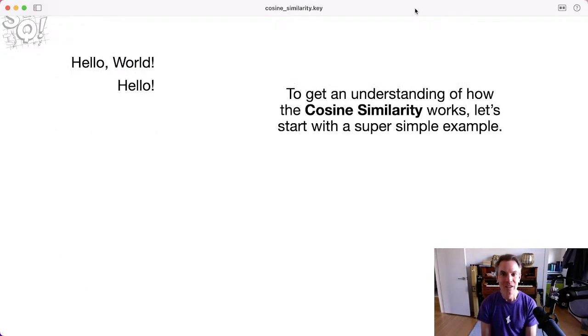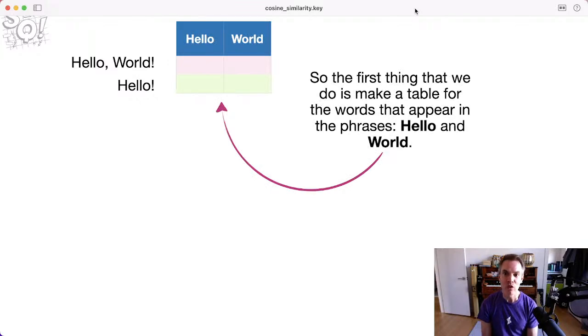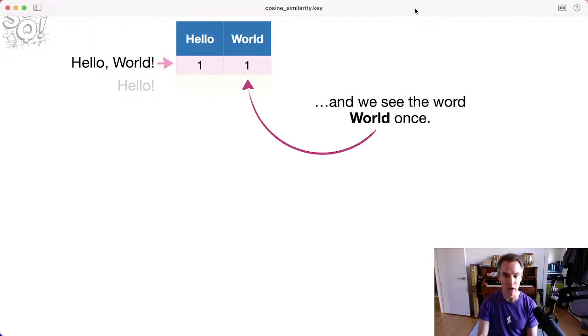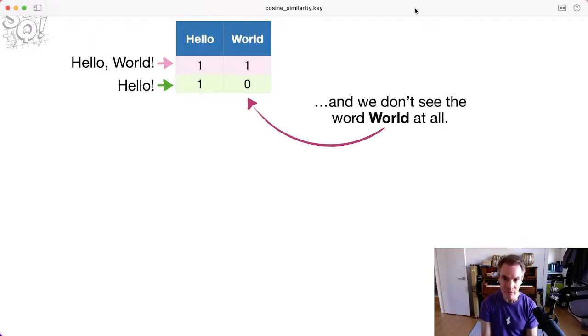Okay, anyways. To get an understanding of how the cosine similarity works, let's start with a super simple example. Here we want to know how similar the phrase hello world is to hello. So the first thing we do is make a table for the words that appear in the phrases hello and world. In the first phrase, hello world, we see the word hello once. And we see the word world once. In contrast, in the second phrase, hello, we only see the word hello one time. And we don't see the word world at all.